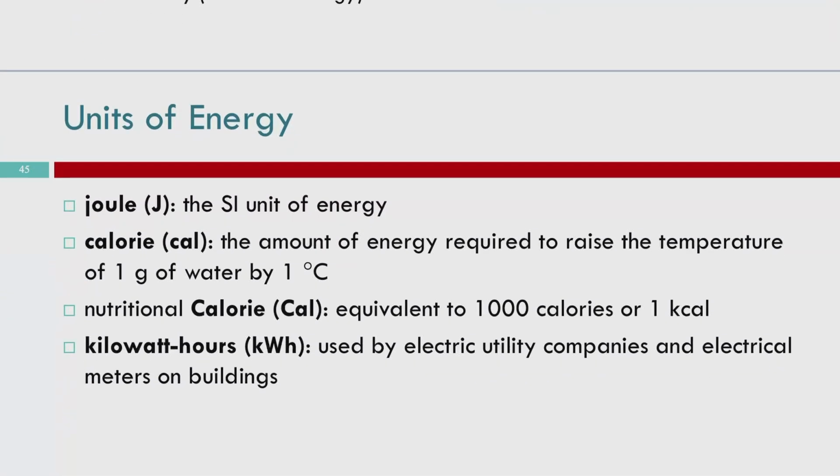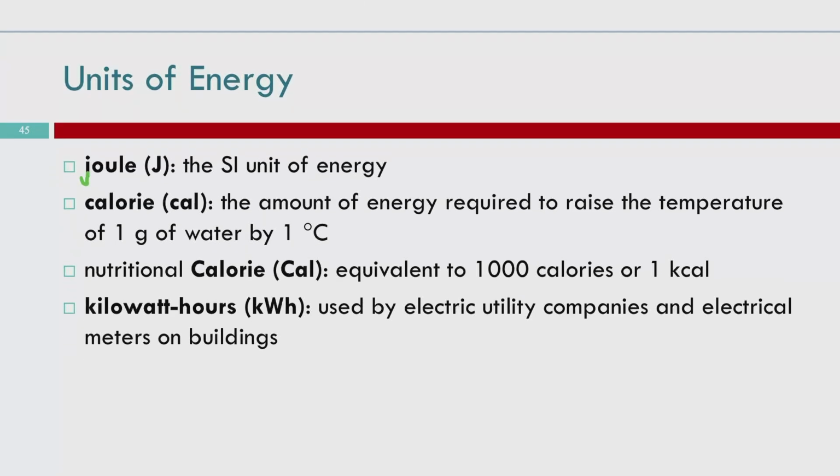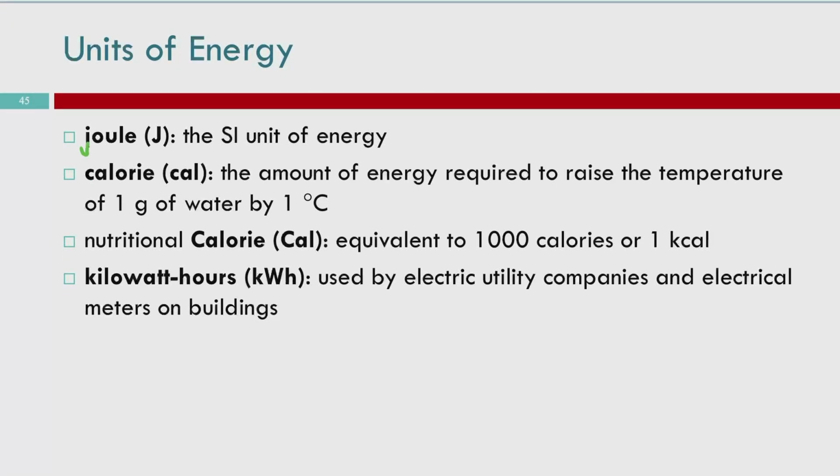For energy, we've got a couple of different units. Joule is our SI, our metric unit of energy, and it's got the capital J for its symbol. We also have the calorie. The calorie, lowercase c cal, is the amount of energy required to raise the temperature of 1 gram of water by 1 degree Celsius. 1 gram of water, 1 milliliter of water, it's a small amount of water. It's the amount of energy to raise that by 1 degree Celsius.